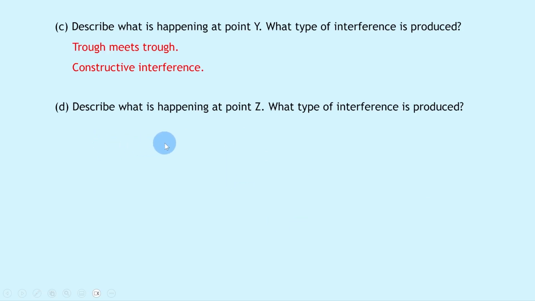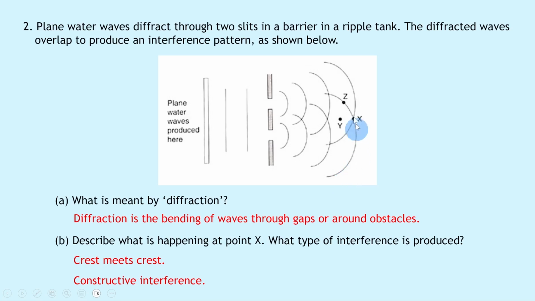Lastly, part D says describe what is happening at point Z. What type of interference is produced? Well, looking back at the picture, point Z is on the crest of this wave, which is also overlapping with the invisible trough of this wave.